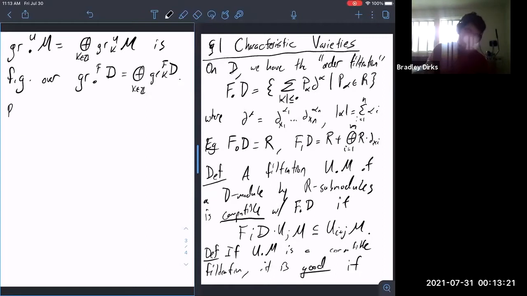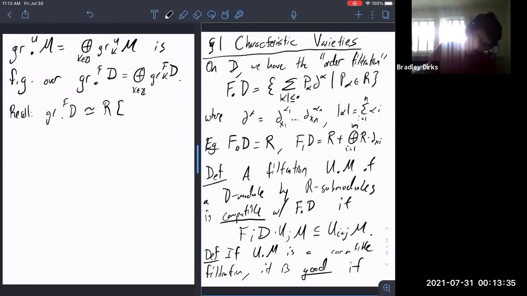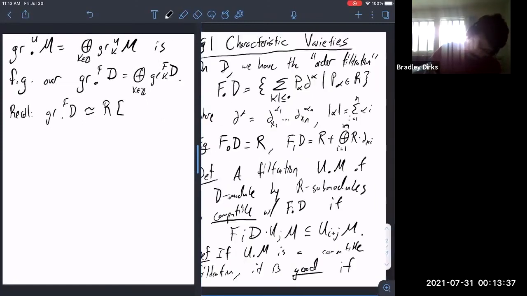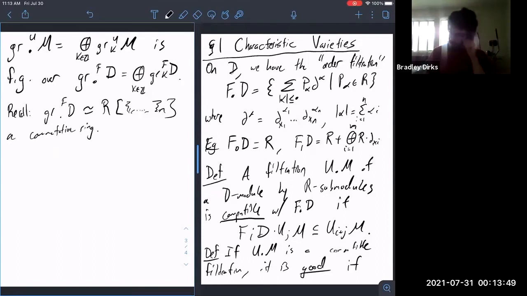Okay, and maybe here's something that I won't prove, but recall that this gr F bullet D is isomorphic to R with adjoined variables that commute with every element of R, so there are no commutator relations. I'll call them Chi1 up to Chi-n. This is a commutative ring. Great. And we also want U to be exhaustive here.